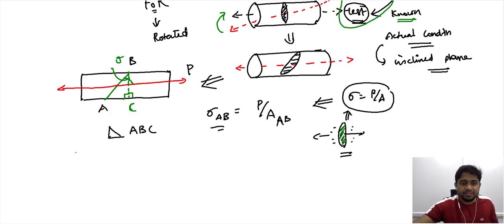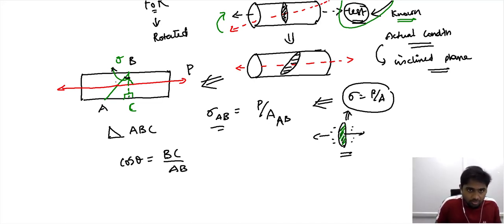Now when you consider the cos of this angle theta, this theta that helps us describe how our region of interest is inclined with respect to the test cross-sectional area, this is nothing but adjacent by hypotenuse, so therefore BC by AB. So if you look closely at this triangle ABC, you would understand that cos theta is BC by AB. Now this BC here is the area of cross section.